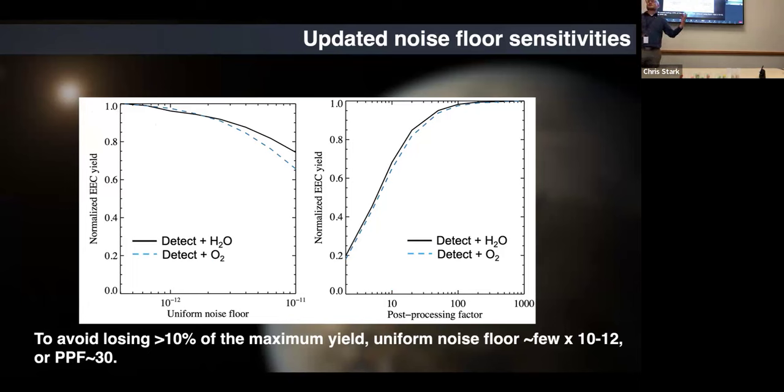So I've seen people quote 3 times 10 to the negative 11. That is probably not good enough. We need to be pushing lower than that. And that is scary, right? 3 times 10 to the negative 12 is a scary number.